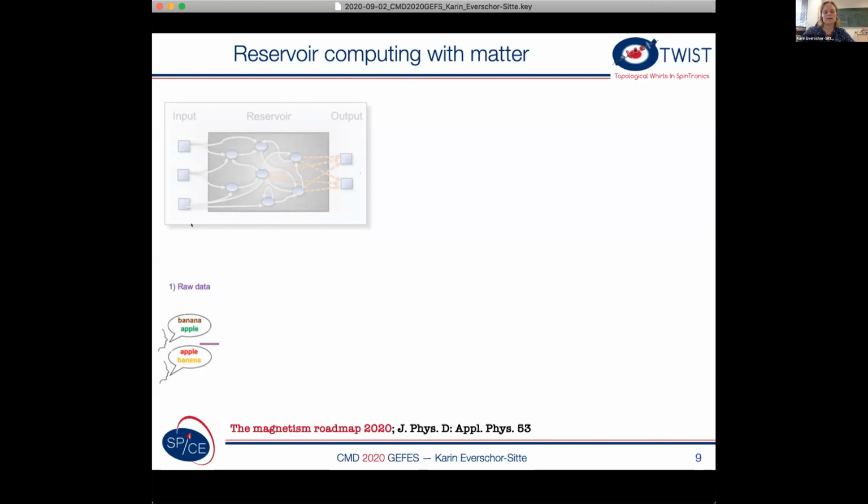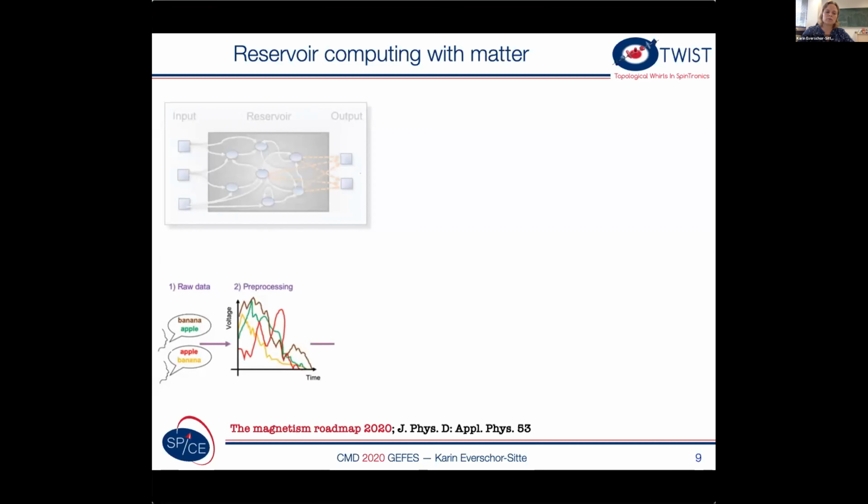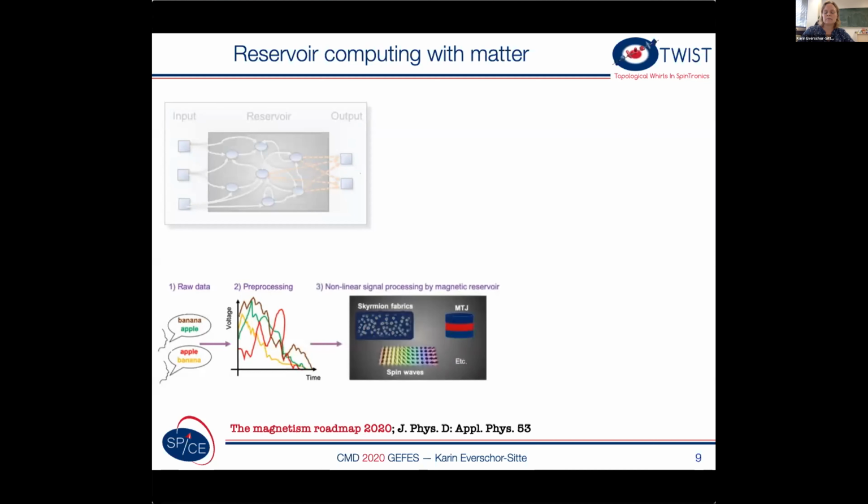So how does it work? Let's say you have some raw data. Then you need to put this raw data, say people saying the word banana or apple, into a language that your system understands, which could be voltage signals, which means you do some pre-processing with the raw data. Then you feed it through your system, which is, in my case, a magnetic reservoir, but it can be anything else. People have done this with water buckets, actually. And in my case, it's going to be skyrmion fabrics.